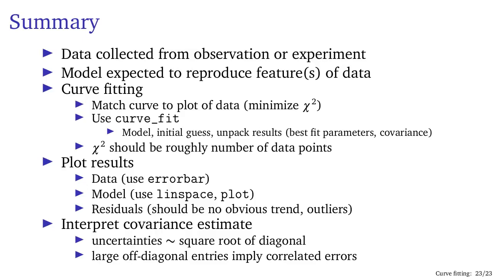So to sum up, at the beginning of the data analysis process, you have to have some data to work with. That means you're collecting something from observation and experiment. What we're ultimately hunting for is a model that's expected to reproduce some feature of the data, and we can construct that model reasonably easily, especially for simple physical systems, by curve fitting. What that means is matching a curve to a plot of the data, and a very common and very versatile and very powerful way of doing this is by minimizing the chi-square statistic. Curve fit can do that for you. It needs the model, it needs an initial guess, and you need to unpack the results and interpret them meaningfully.